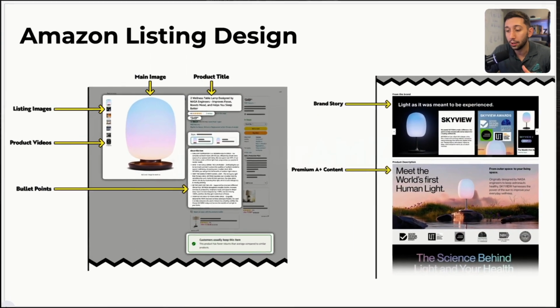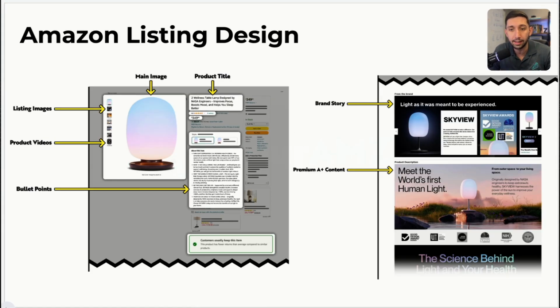So jumping in here, first, let's just go over Amazon listing design at a glance, at an overview. Up here, you have your main image and your title, these top variables. These are going to help get customers to click from search to land on your listing. So these are variables that are part of listing design, but are really influencing your click-through rate. And then all these variables on the left, so your listing images, your product videos, your bullet points, your brand story, and your premium A+ content, these are listing design variables, and these are going to help get your customers to buy your product once they've clicked and landed on your listing.